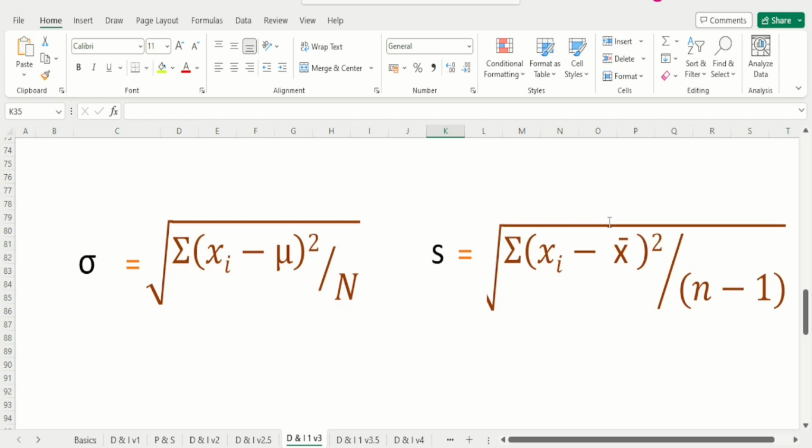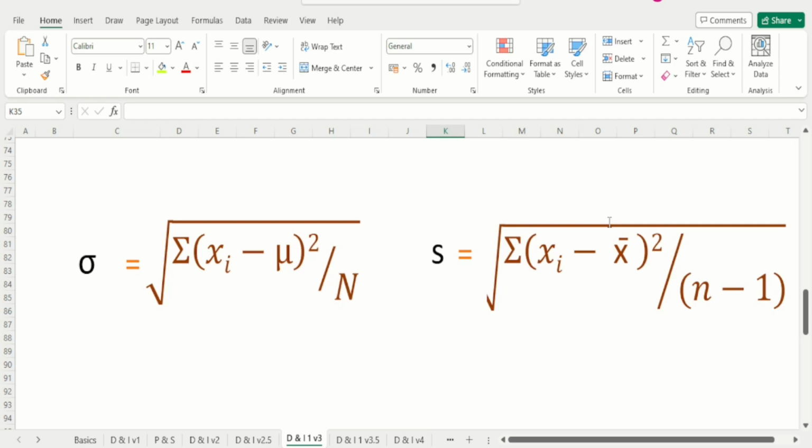Some of you might have a question as to why uppercase N became a lowercase n minus 1. The reason is that when you're dealing with a sample, since you are dealing with a limited number of points, you're likely to get a smaller estimate of standard deviation than is true for the population. In order to account for that, the value used in the denominator is n minus 1. In other words, a smaller value is used.